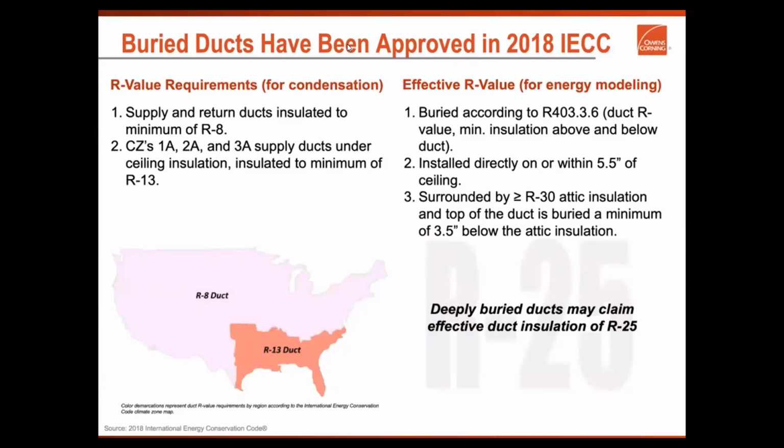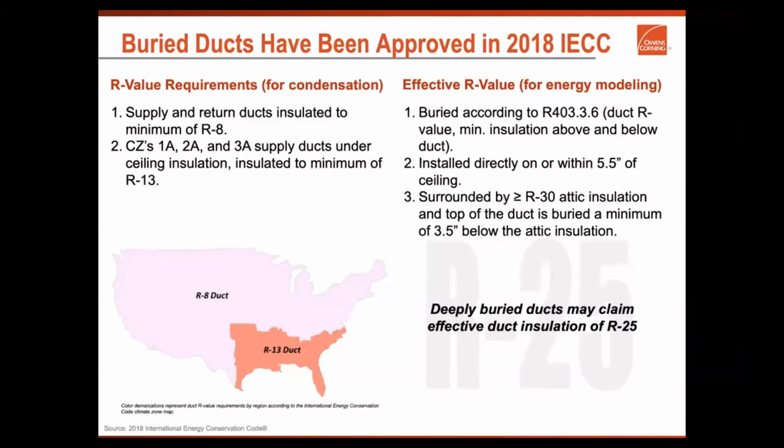In climate zone 1A, 2A, and 3A, we are required to put an R13 duct. Now, this is my caveat. In the field, we've found out, and in a couple of things that I've done, we found out that R13, one, doesn't exist, so you have to actually fabricate it yourself. But two, it's a lot more work than necessary because we believe an R8 duct will work. And that's what I'm going to be doing with NREL and Building Science Corp in the Galveston area, testing if we can do an R8 duct in an attic.